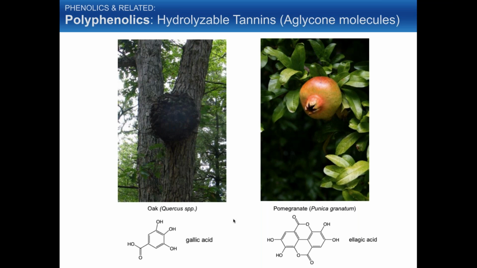So this is the aglycone of the hydrolyzable tannin. So oak bark, in particular, the little balls on the side of trees are often referred to as galls. Those galls tend to be higher in tannins. Pomegranate is high in ellagic acid, so add a bunch of sugars on those OH groups and you'll have some kind of hydrolyzable tannin.